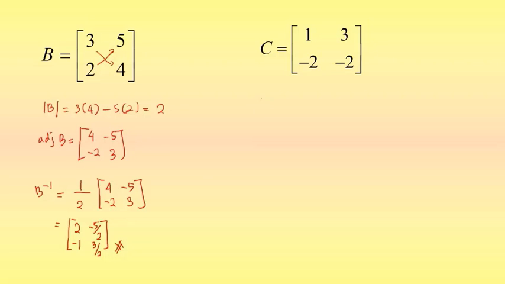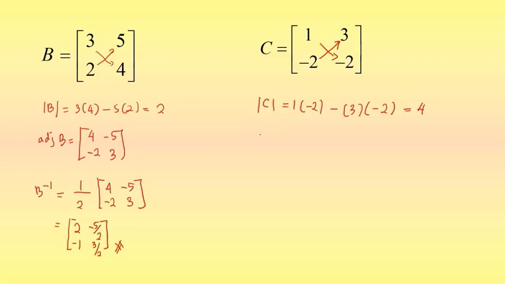Now how about C? Same thing. First we have to find the determinant, whether the inverse exists or not depends on the value of the determinant. So downward minus upward. So we have 1 times negative 2 minus 3 times negative 2. Therefore we have 4.